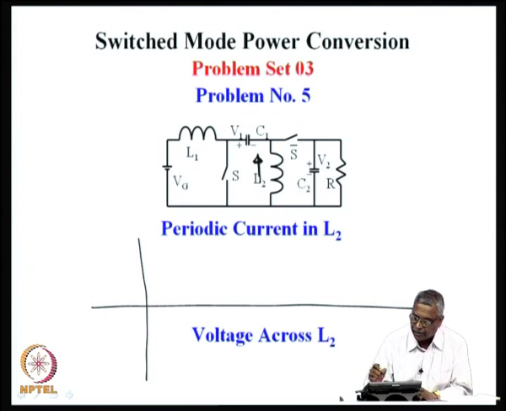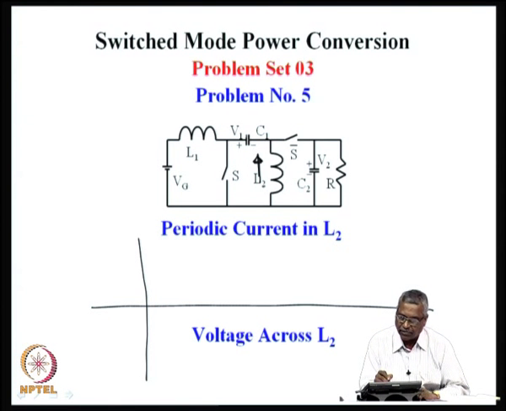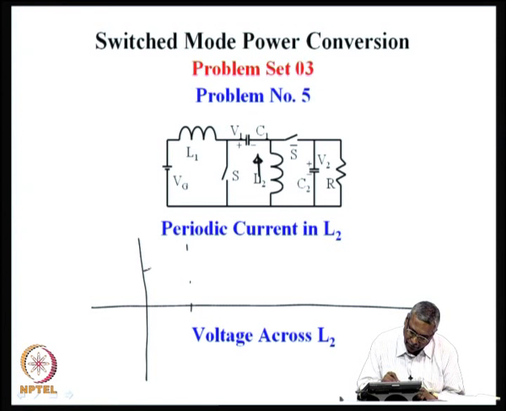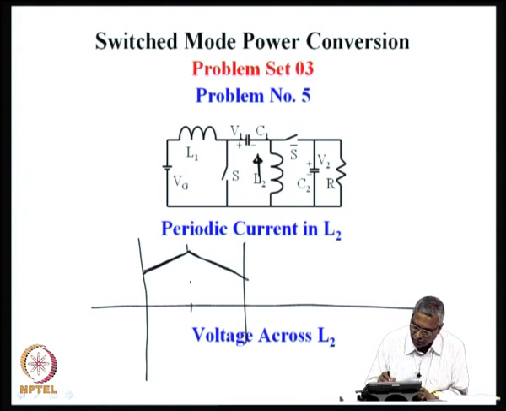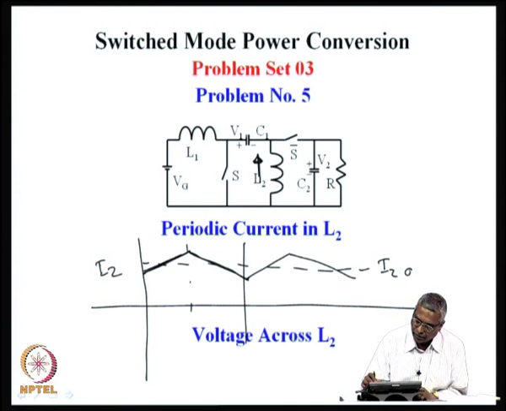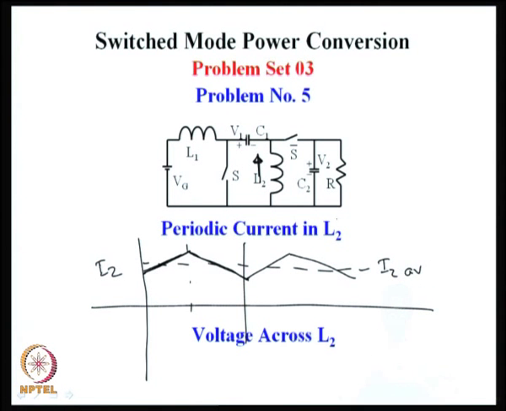So, in that direction, negative voltage is supplied to L2. L2 current will be rising in the direction that is shown here, rising, and during the next interval it will be falling as the next cycle goes on. So, this will be the I2 current, and this is I2 average current, the average current in the inductor.